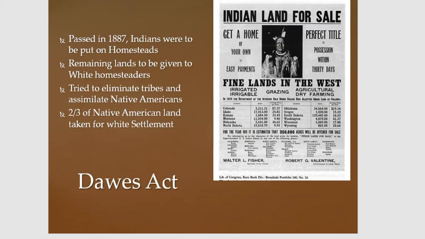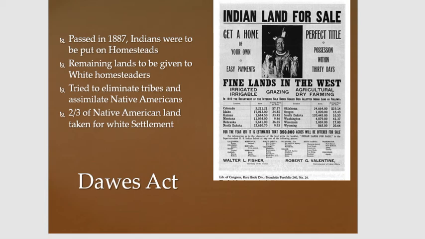Dawes Act. This is a law passed by Congress in 1887. We want to add this to our laws of the West, in with the Homestead Act and the Transcontinental Railroad Act. The Dawes Act is a law basically saying that any remaining lands in the West will be turned into homesteads. Native Americans are welcome to their own homestead.